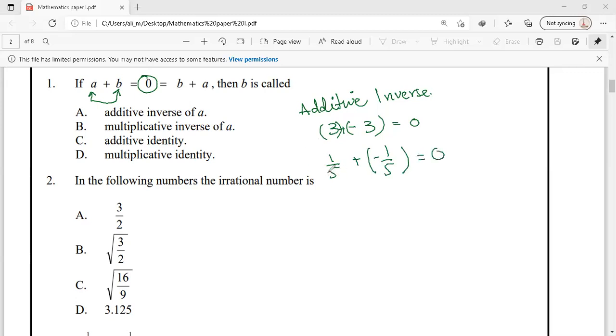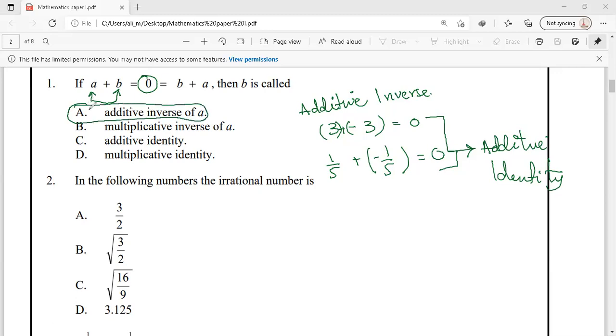So 1 over 5 is the additive inverse of minus 1 over 5, and minus 1 over 5 is the additive inverse of plus 1 over 5. And the 0 is known as additive identity. So here the correct answer is additive inverse of a. So option A is the right answer.